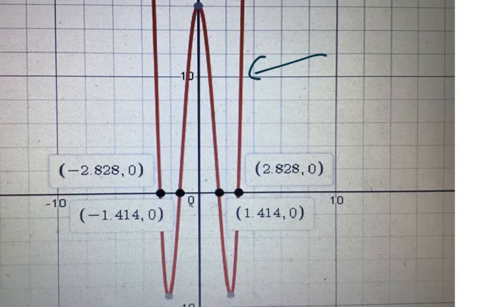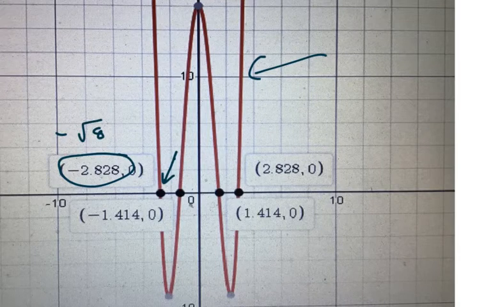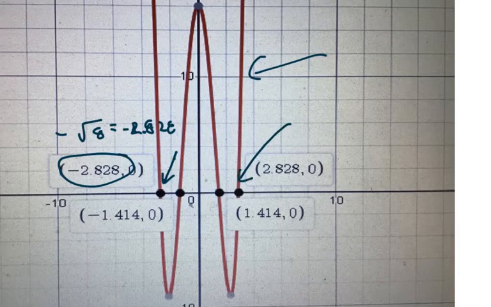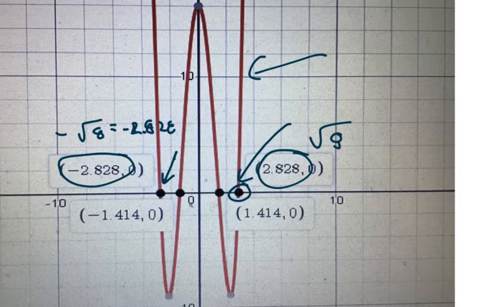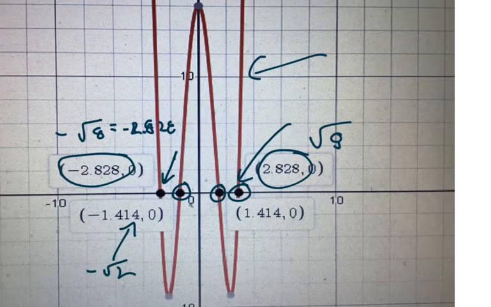Now let's look at the actual graph. Guys, this is the actual graph of the function I gave you. And notice right there, that, guys, is negative square root of 8. So if you take your calculator and do negative square root of 8, you will get negative 2.828, okay? And notice on the other side, where does it cross 0? At positive square root of 8. And finally, we already talked about it's going to cross right there at negative square root of 2. And right there at positive square root 2.